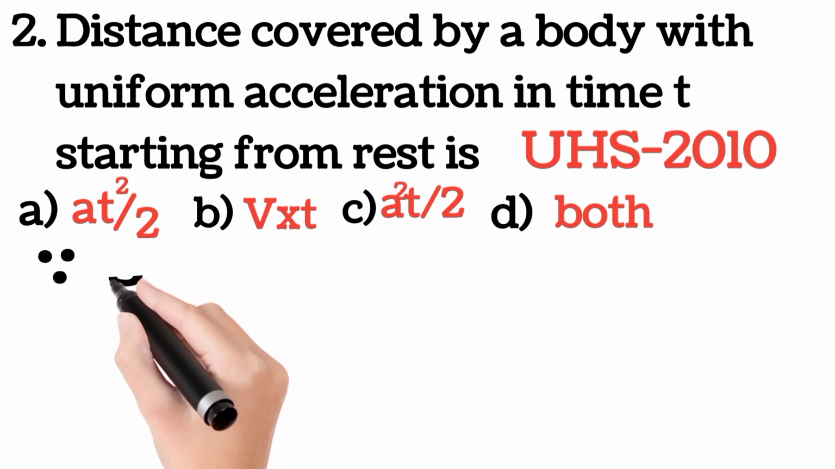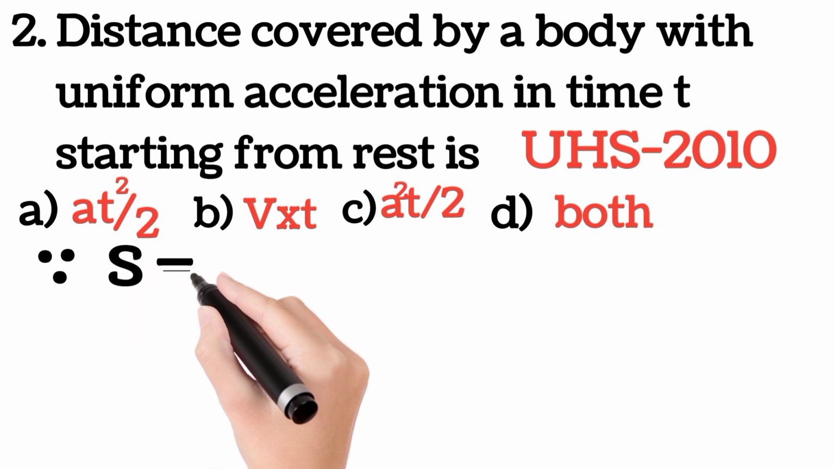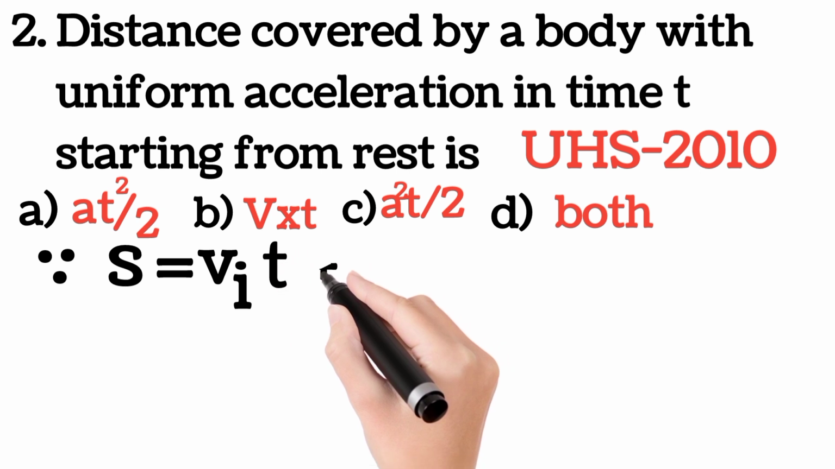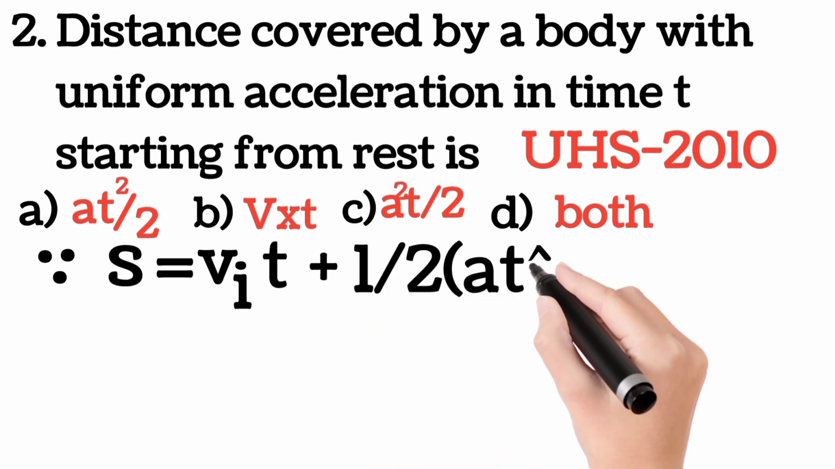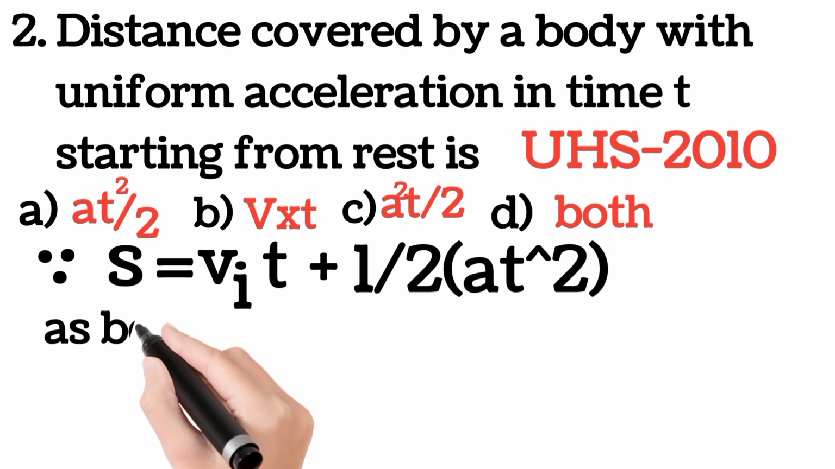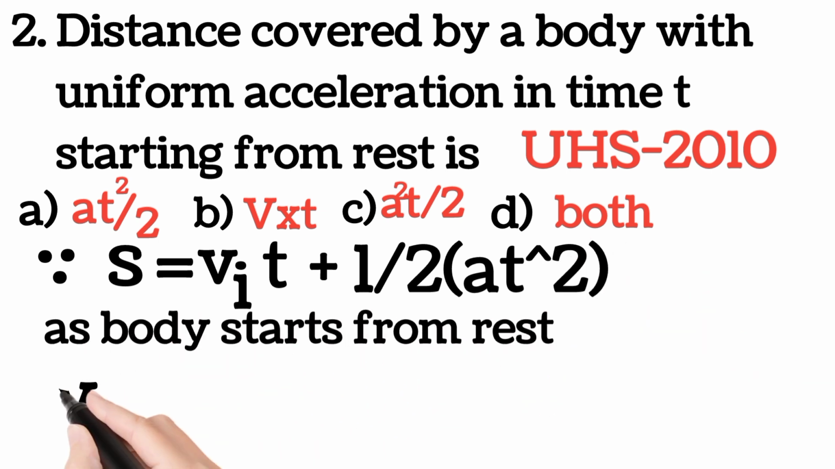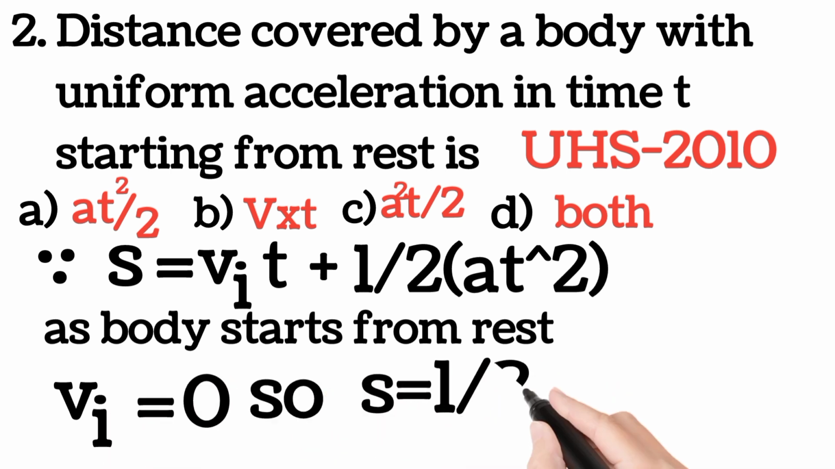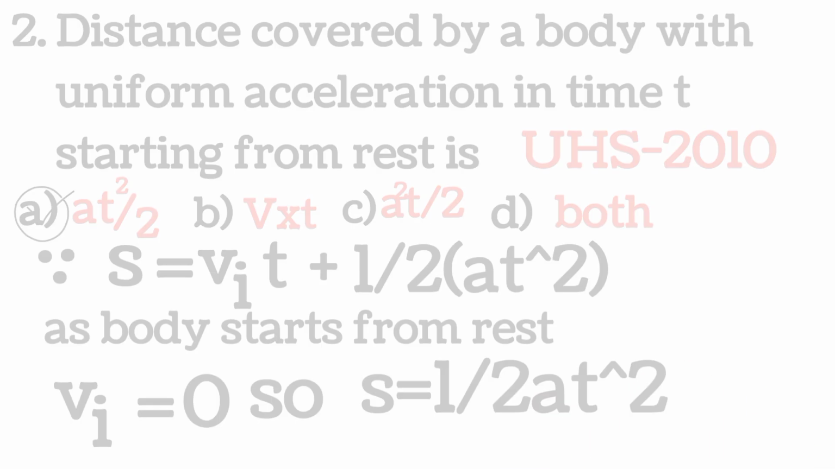As we know that S is equal to Vi t plus half a t square, which is the second equation of motion. As the body starts from rest, its initial velocity is 0. By putting this value, S is equal to half a t square. The correct option is A.